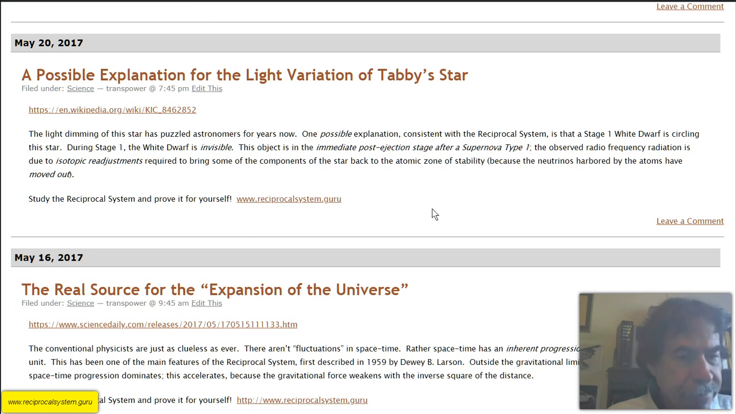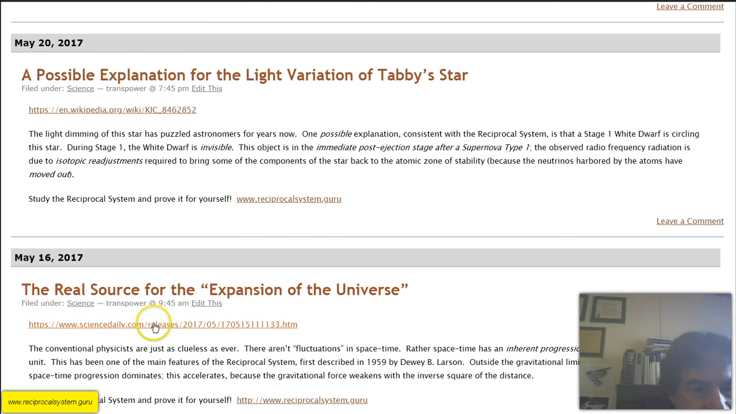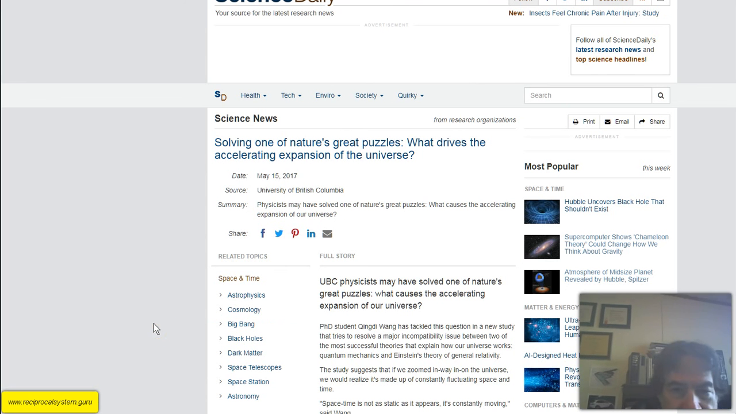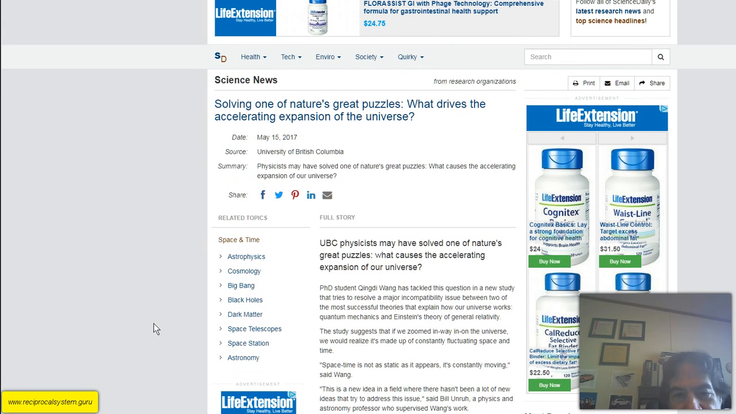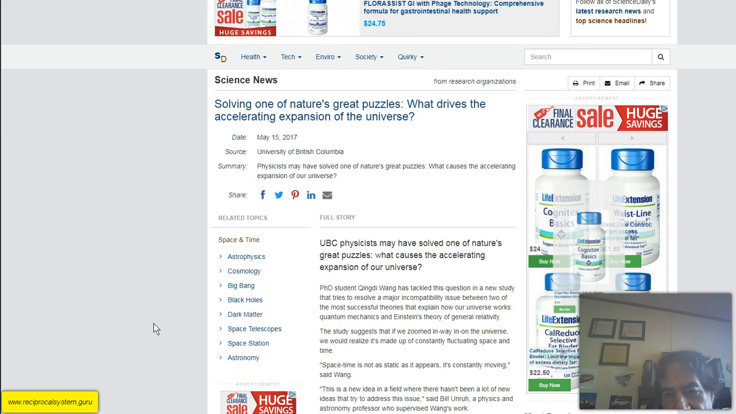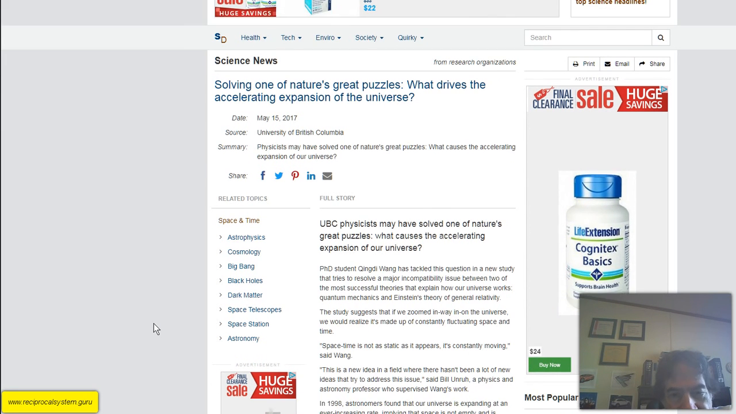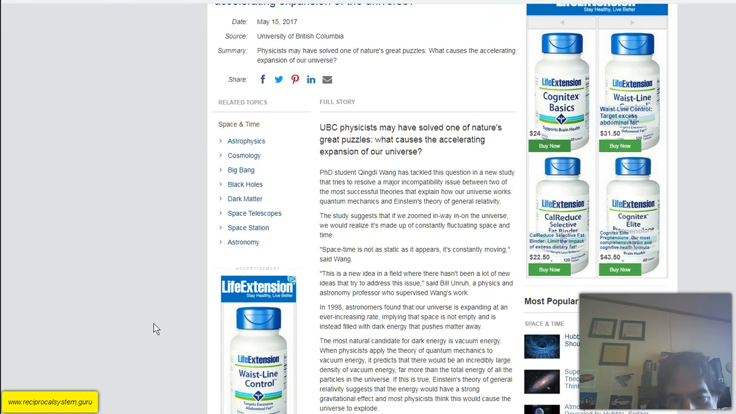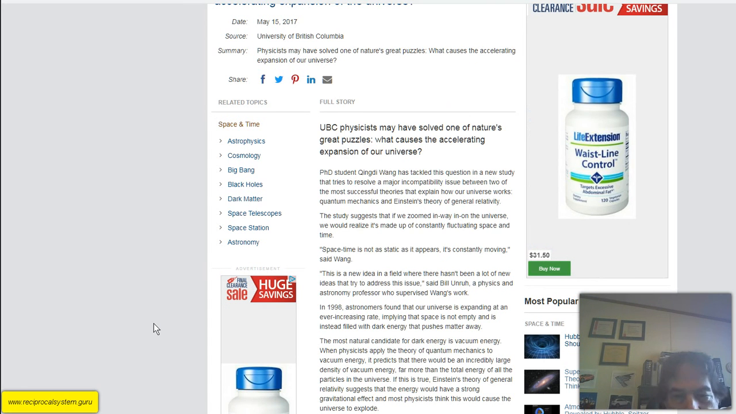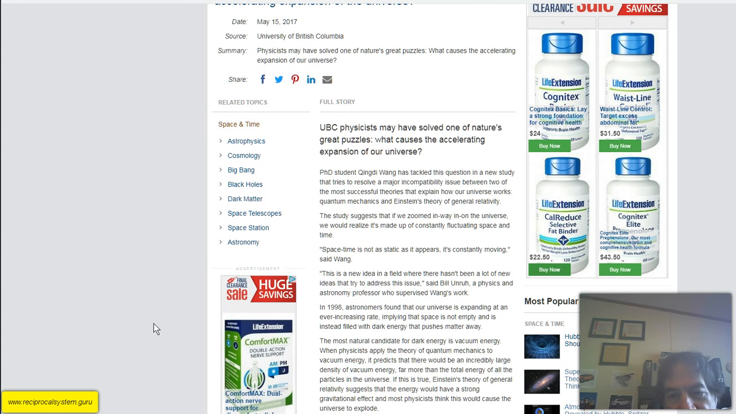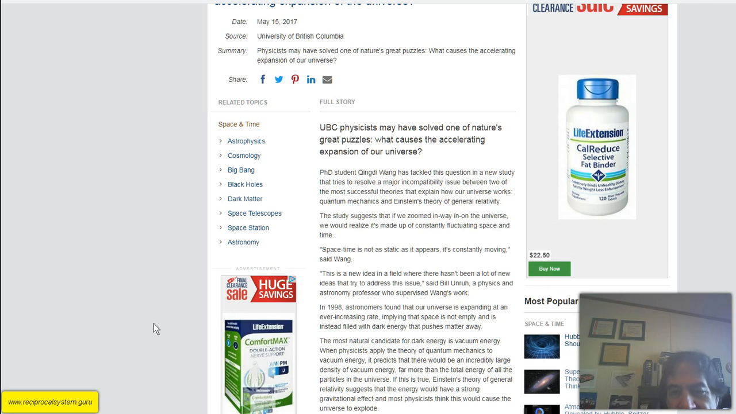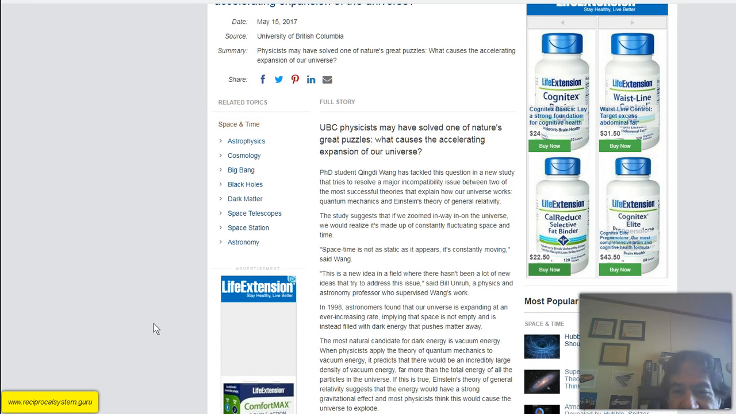Now, next one. The real source for the expansion of the universe. Let's go to Science Daily for this one. And it says here, this is the University of British Columbia. Physicists have solved, really, one of nature's great puzzles: what causes the accelerating expansion of the universe? So this is from UBC. PhD student Qing D. Wang has tackled this question in a new study that tries to resolve a major incompatibility issue between two of the most successful theories that explain how our universe works: quantum mechanics and Einstein's theory of general relativity.